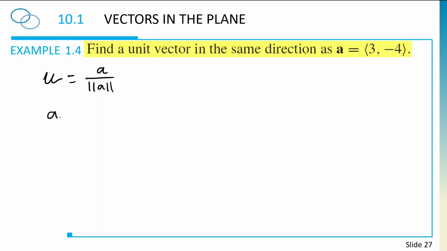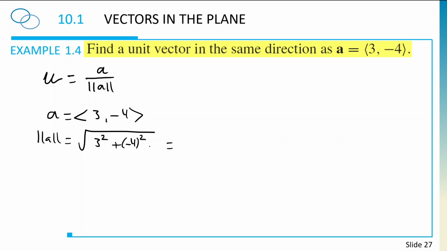So I know what a is. It's given already in the question. It's (3, -4). The magnitude of a, remember we find it as what? Square root of the first component squared plus the second component squared. And this is equal to the square root of 9 plus 16, which is 25, which is equal to 5. So now the magnitude is 5 and this is the vector.